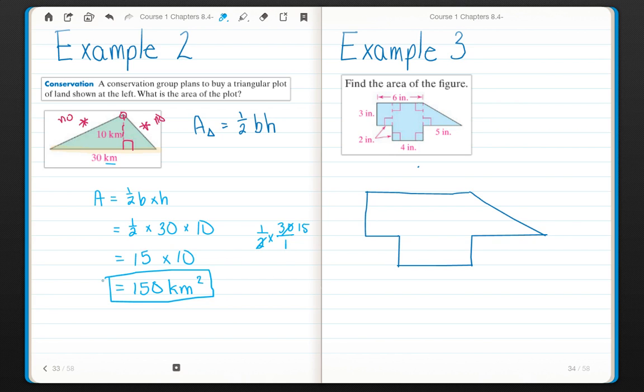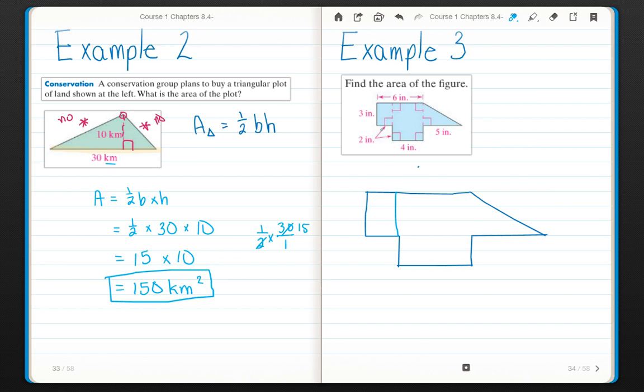Okay, so looking at example 3, we're going to put this together. Here I have this funny shape. It's labeled with all sorts of different lengths and widths, and I want to find the area of the entire figure. In order to do that, I need to break up this figure into shapes that I know how to find the area of, namely rectangles and triangles. So I can see I have one shape right here.